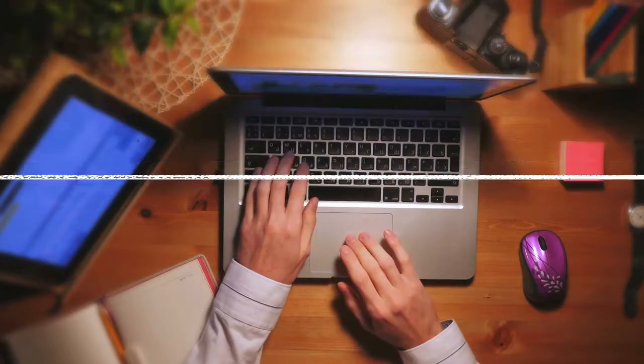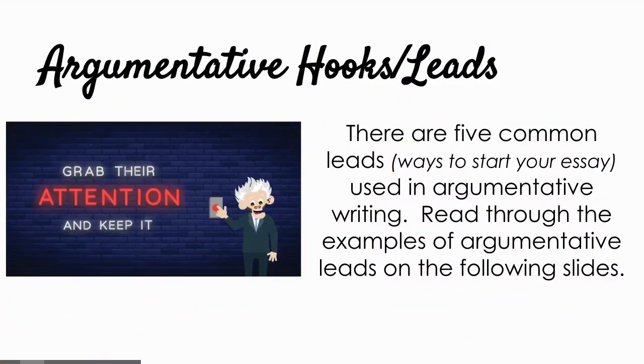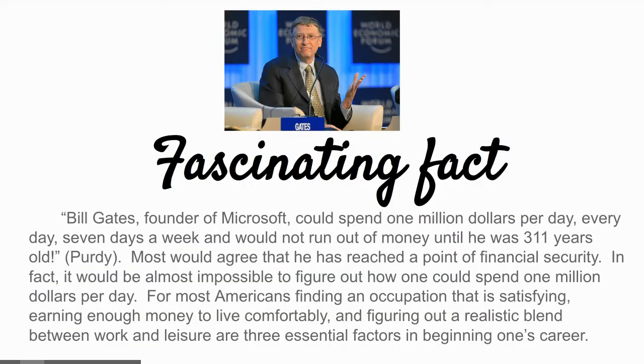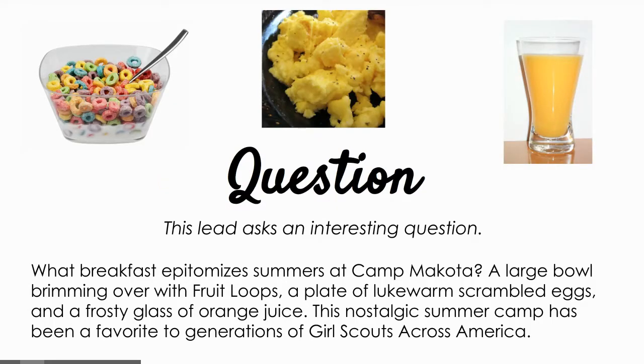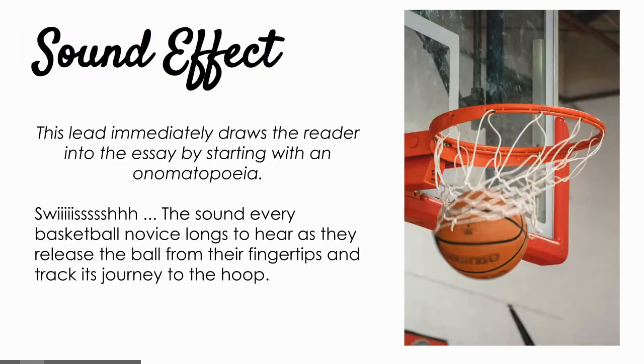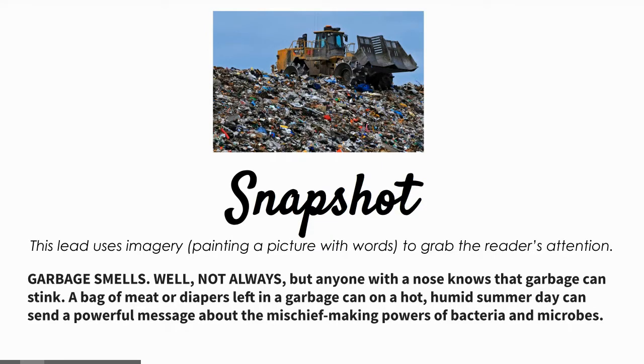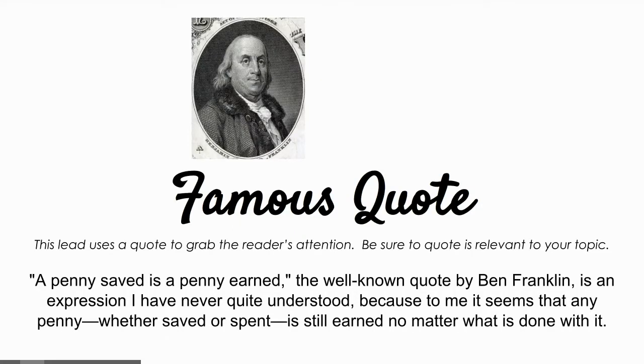In argumentative writing, there are many ways to hook your reader. Here are five common ways you can start your essay. The first is with a fascinating fact. Start with a fascinating fact about your topic. You could also pose a question that would be something your reader would want to continue to think about. You could start with a sound effect to immediately draw the reader into the essay with an onomatopoeia. Provide a snapshot, which is using imagery to paint a picture about your topic. Or you could begin with a famous quote.